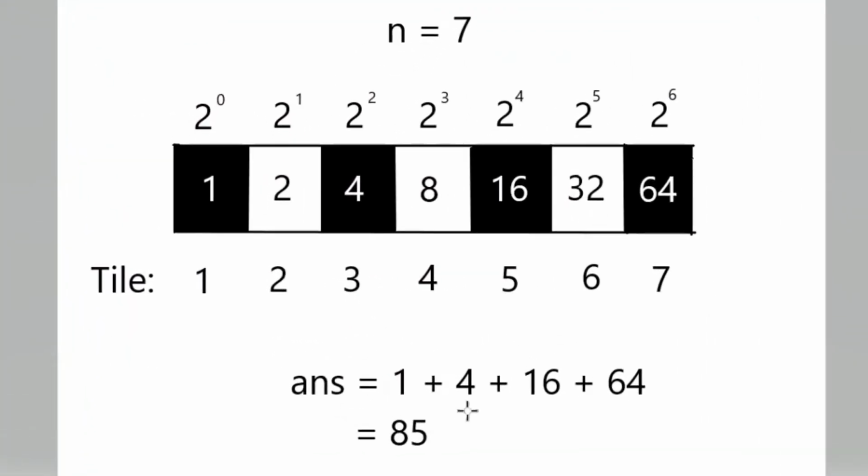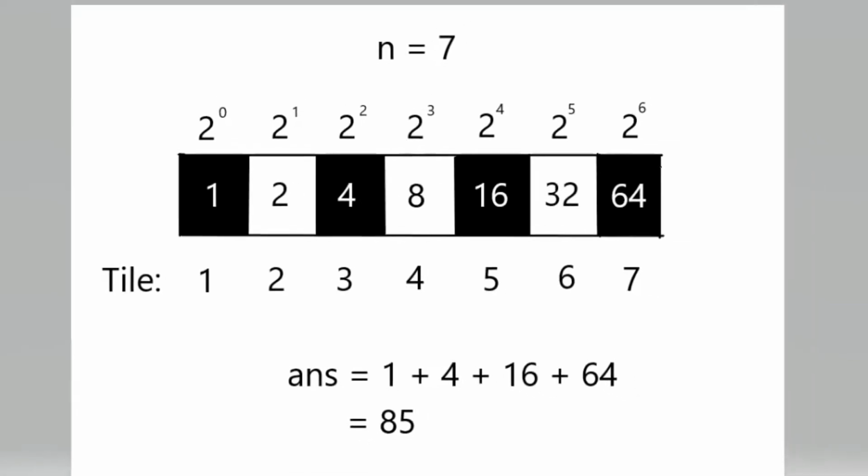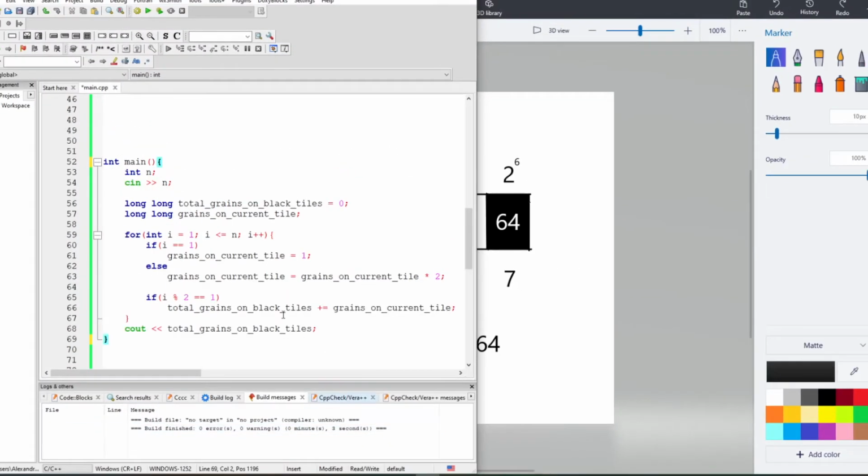I used n equals 7 as an example. You can see that the number of grains of wheat is 2 to the number of the tile minus 1. And we're just going to output the number of grains of wheat in all the black tiles added together. So in this case it would be 85. That's what we're going to do. We're going to iterate through a loop that goes from the first tile to the last tile, and if the tile is an odd number, because you can see the black tiles are just odd numbered tiles, we're going to add it to our answer. And that's practically it. Let me show you what's going on in the solution here.